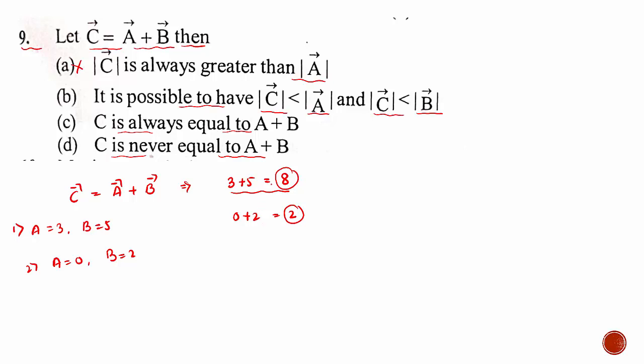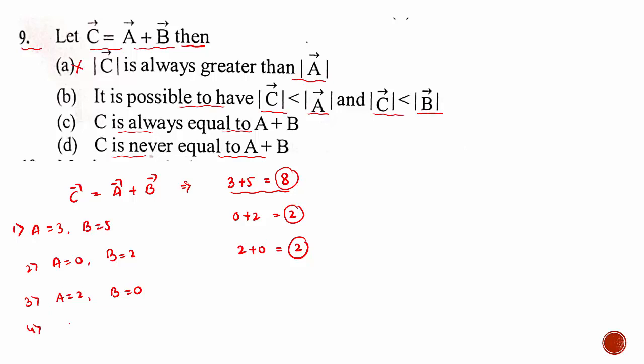So here you can observe the given option. C is always equal to A plus B. No, it is not possible, right? So we can go for the third example. If A equal to 2, B equal to 0, we will get the answer 2 plus 0 equal to 2. Here the answer is equal to A vector but not B vector, right? So this is not the proper answer.